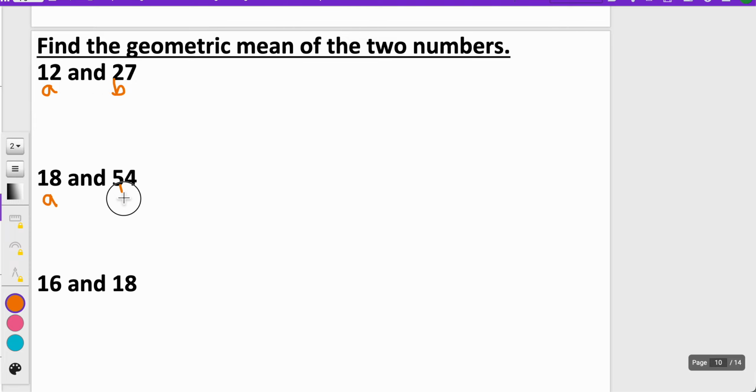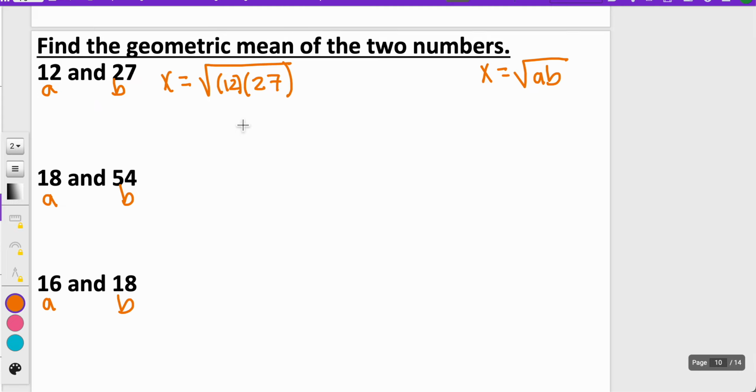So first things first, just make sure you know A and B. According to my geometric mean, I can find X, which is my geometric mean, by finding the square root of A times B. So I would set X equal to the square root of 12 times 27. Okay, 27 times 12 is going to give me 324. So I'm going to find the square root of 324, and that's actually a perfect square. We're going to get 18.